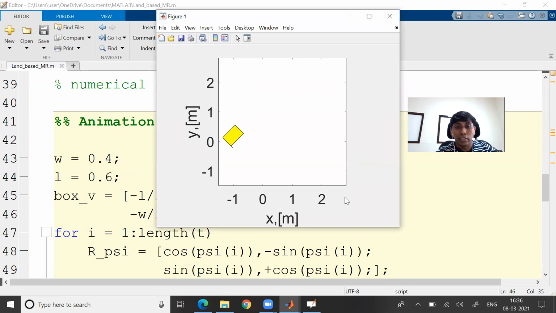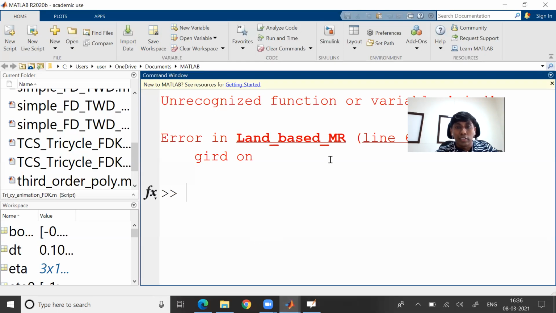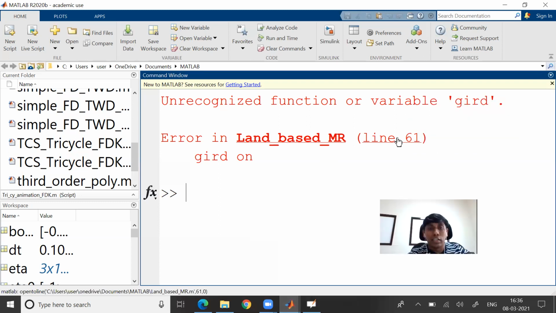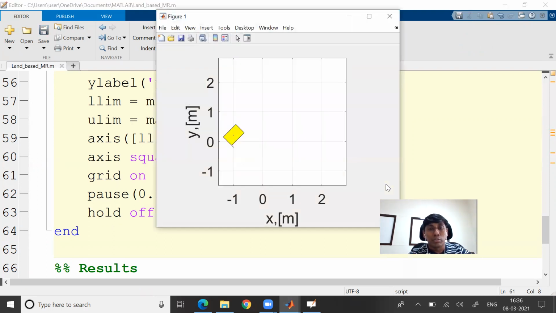Okay, there is definitely an error, and it is a very simple error. What is the error? It is grid on. This is where we put GID, but it's supposed to be GRID. That's the only error which was there. Now you can see that the vehicle is starting and going.